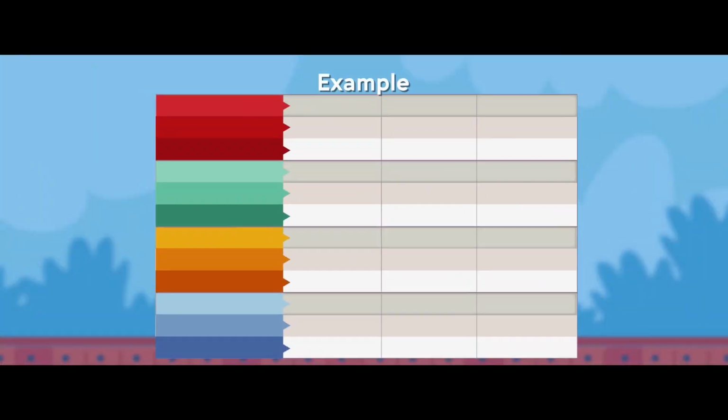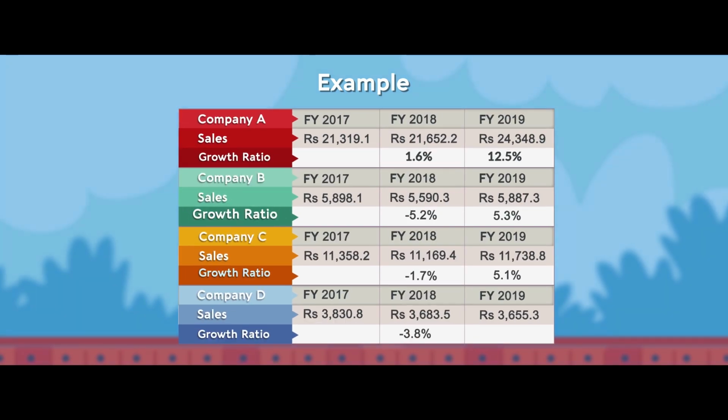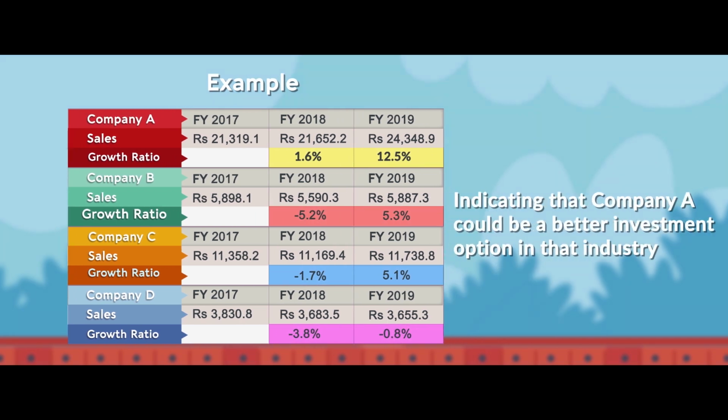Yeah, Situ. But we must use it with caution. Simply looking at the growth rate figure is not enough. We need to look at the base figure or the starting figure on which the growth is calculated. So if this figure is substantially lower than the recent figure, then the growth rate is going to look skewed towards the higher end. You remember how we spoke about using growth ratio to compare a company's performance with its peers? Let's take an example to understand this analysis better. In this example, you can see that company A is growing at a faster pace than the other companies, indicating that it could be a better investment option in that industry.